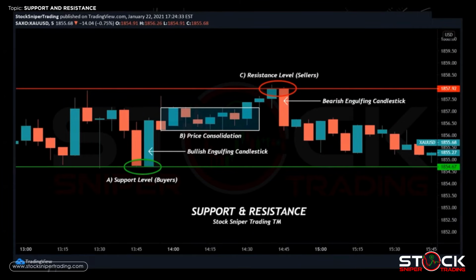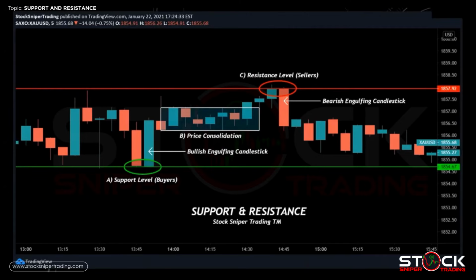We have a support level established at 1854.67. This support level illustrates buyers in the market buying gold. Every time the price level reaches this level of support, you can see we either have some rejection wicks where we have buyers pushing the price up, or we have bullish candlesticks.